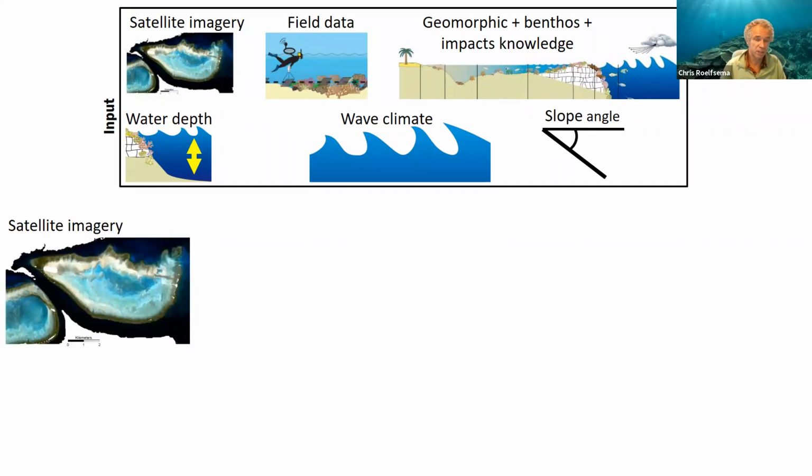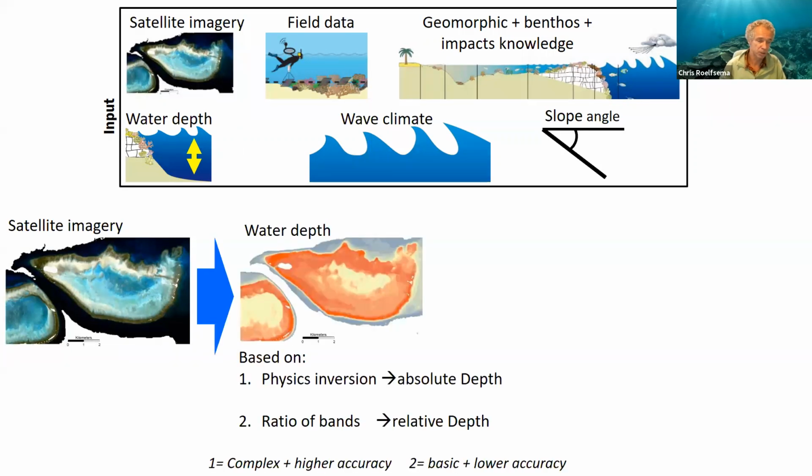From the satellite imagery, currently all kinds of approaches have been developed over time to derive water depth. You can split them in two kinds: the physics-based inversion, which results in absolute water depth, and the ratio-based derivation that results in relative water depth, where the first one is more complex but results in higher accuracy, and the second one is more basic and lower accuracy. But there are different methods now that are suitable to be operational.